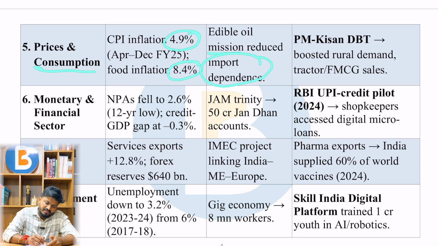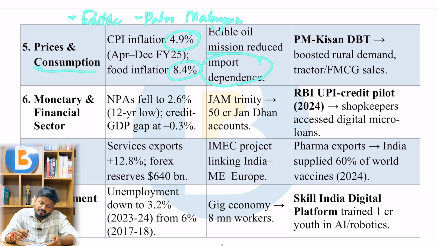Next, the edible oil mission reduced import dependence. We were dependent on edible oils, especially palm oil from southeastern countries like Malaysia. Now, with the new edible oil mission, import dependence has reduced. It has also reduced import expenditure. So a very significant outcome of the mission.